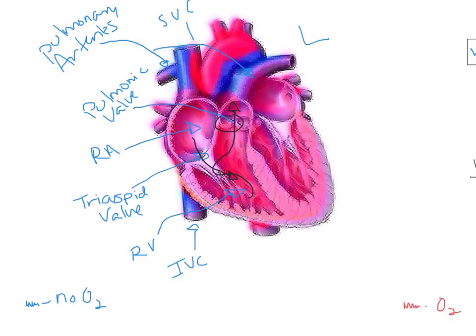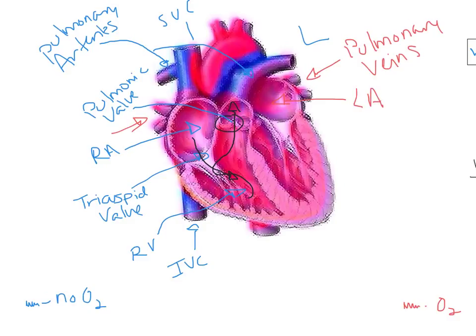Now we're going to come back over to the left side. So let me bring on my red marker. And here we have the vessels. Two on the left side, two on the right side. And these guys are going to be the pulmonary veins. They're going to dump into the second receiving chamber of the heart, which is the left atrium.